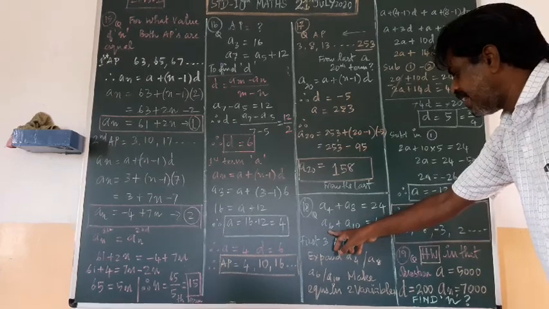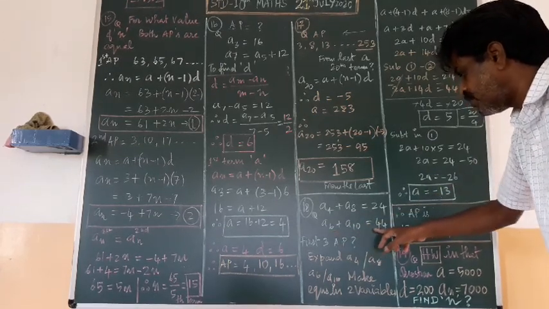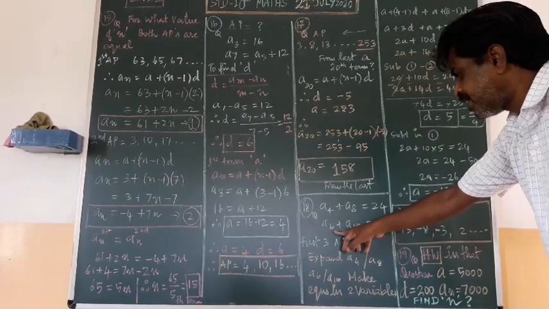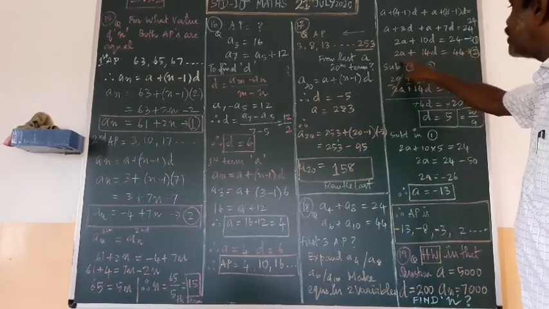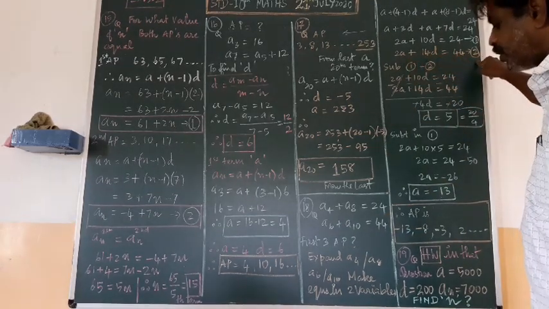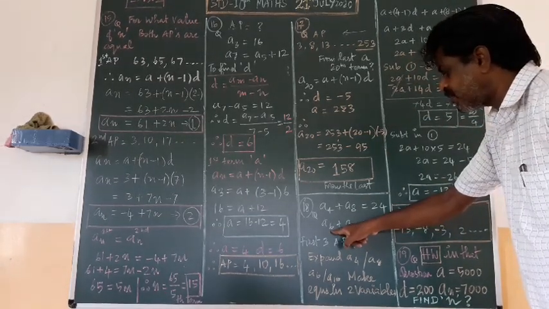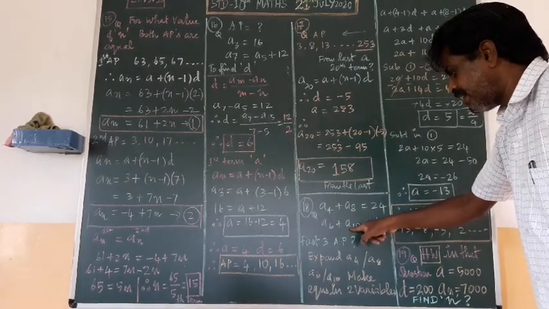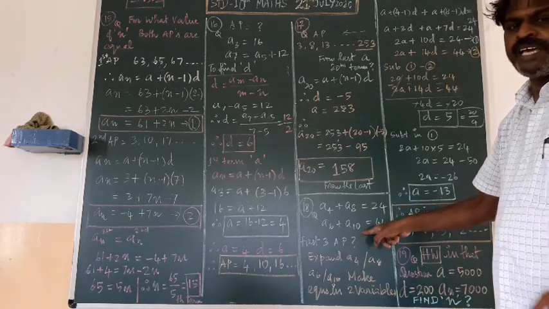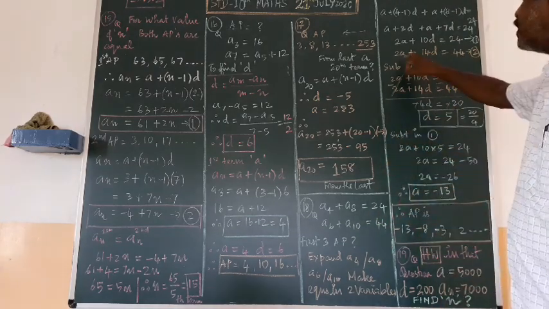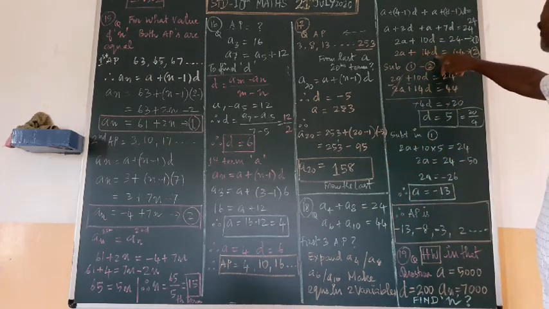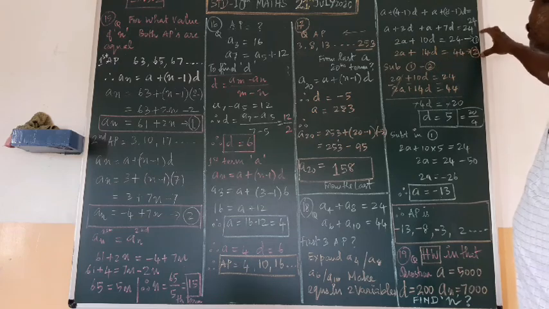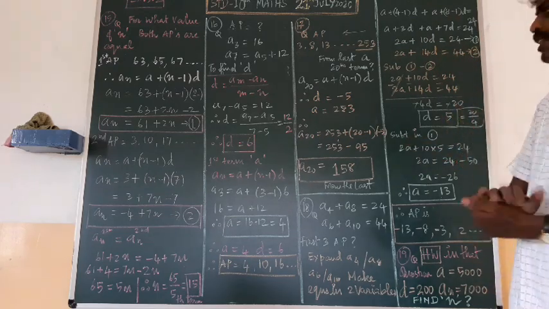Same thing for the second equation. In the second equation, the sixth term plus the tenth term equals 44. So what will be your equation? 2a plus 14d equals 44 it will come, because the sixth term has a and 5d, and the tenth term has a and 9d. So 2 times a plus 14 times d equals 44. Two equations. Solve the equations.